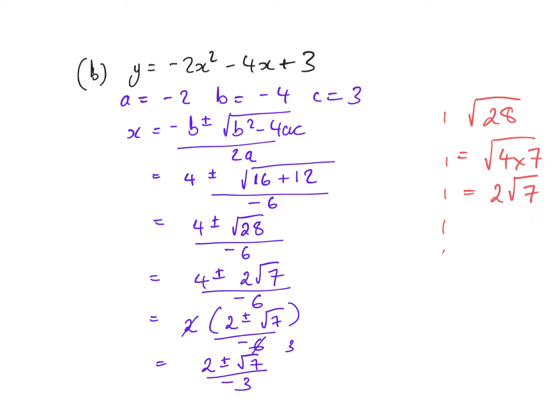That is two answers. It is 2 plus root 7 on negative 3, or 2 minus root 7 on negative 3. Alright, so that is using the quadratic formula to get your x-intercepts. And of course, they could be decimals. In methods, we tend not to use decimals. We tend to use the exact values. So you will probably see your answers written like that 99% of the time.